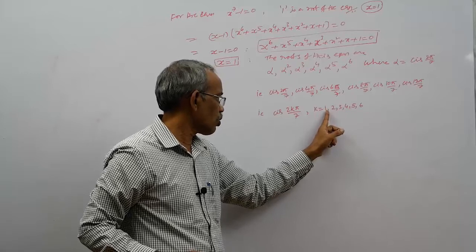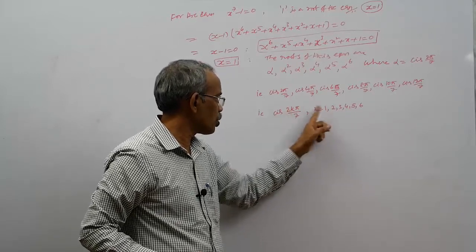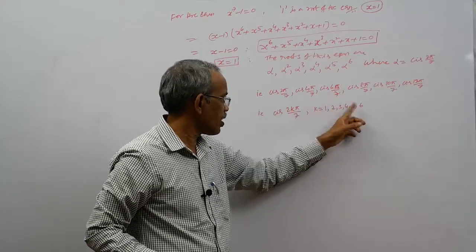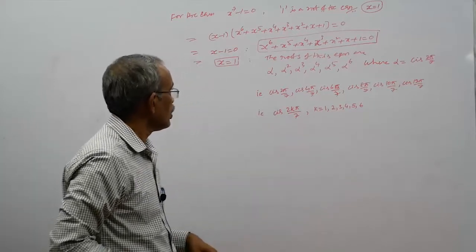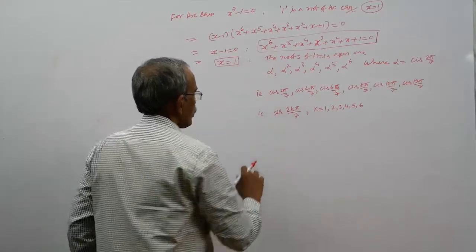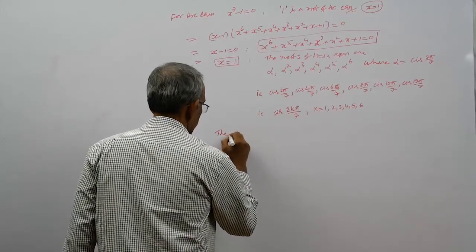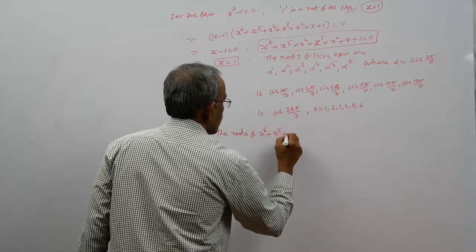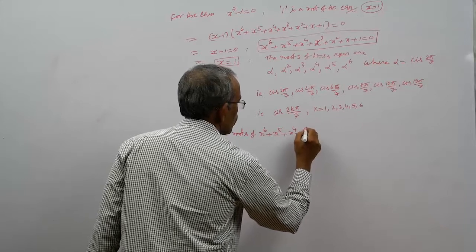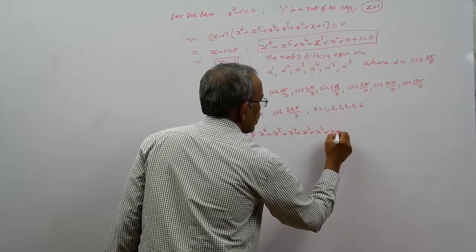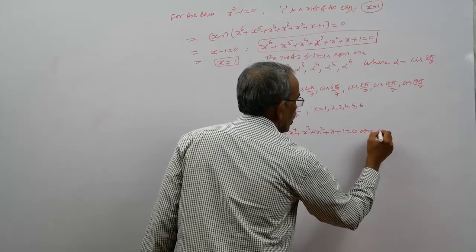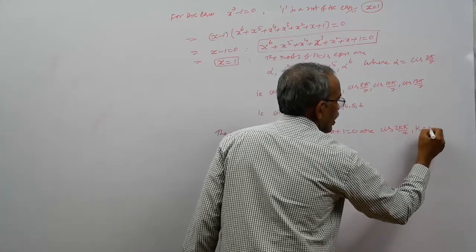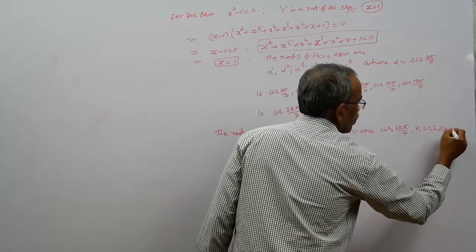When k equal to 1, we get cis 2 pi by 7, k equal to 2 cis 4 pi by 7, k equal to 3 cis 6 pi by 7, finally k equal to 6 gives cis 12 pi by 7. Therefore the roots of x to the power of 6 plus x to the power of 5 plus x to the power of 4 plus x cube plus x square plus x plus 1 equal to 0 are cis 2k pi by 7, k equal to 1 2 3 4 5 6.